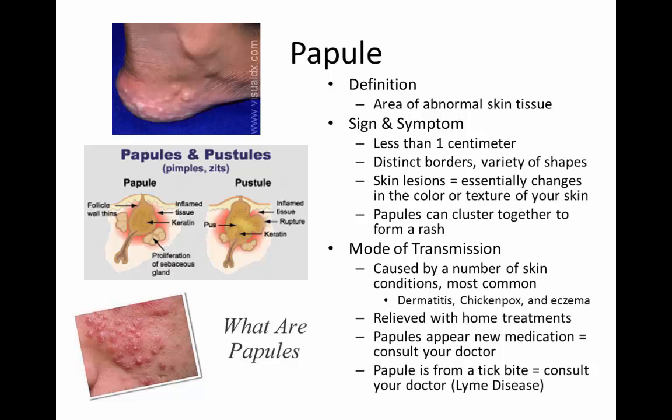A papule is an area of abnormal skin tissue. They are typically less than 1 centimeter. They have distinct borders and come in a variety of shapes. They may have skin lesions and essentially are changes in the skin color or texture of your skin. Papules can cluster together to form a rash. They are caused by a number of skin conditions, most commonly dermatitis, chickenpox, and eczema.